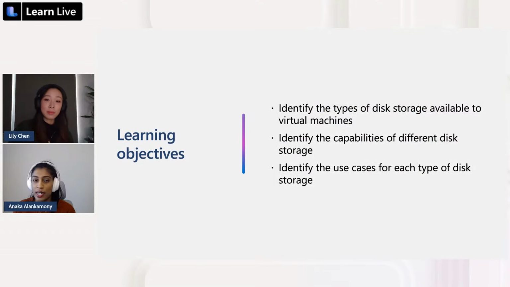So let's get started. We have three main learning objectives for today's session. After this session, we hope that you will be able to, number one, identify the different types of disk storage that are available to virtual machines. Number two, understand the capabilities of these different disks. And number three, identify the use cases for each of these disks. With all of this information, you will be able to select the correct disk for your workload.